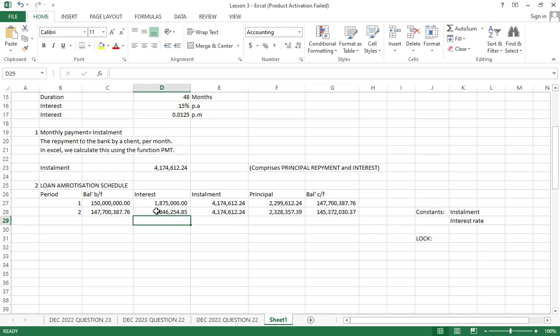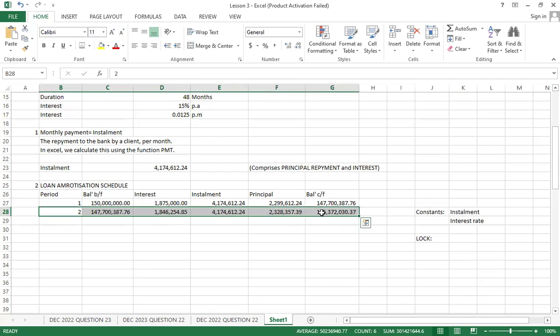Why am I locking this constant? Because I just want to drag the formula for period 2. I cannot drag until I have locked those 2 constants. So now that I've locked, I can drag that formula. Highlight the whole of period 2, everything from period 2 to the balance carried forward. Then you know how to drag a formula: put your cursor there, long press, and then drag it downwards.